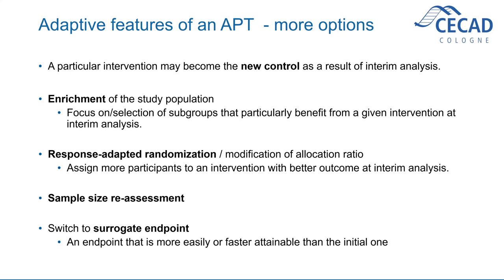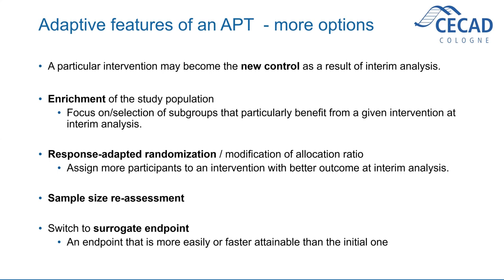So adding or dropping arms of an adaptive platform trial is not the only adaptive feature. More options are as follows. A particular intervention may become the new control as a result of interim analysis. There's the possibility of enriching the study population, so you can focus on or select subgroups that have a particular benefit from a given intervention at interim analysis. And there is response-adapted randomization, which is about modifying the allocation ratio based on accumulating trial data.